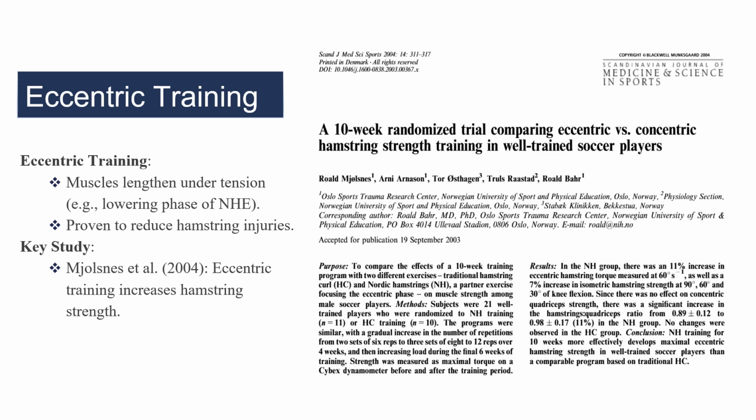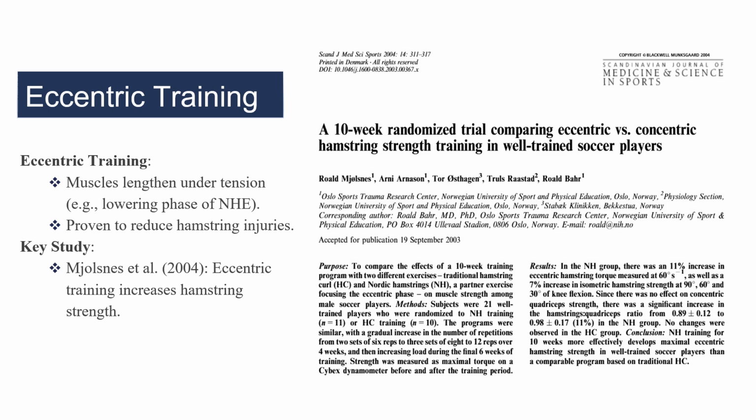A study performed by Mjølsnes et al. in 2004 tried to compare the effect of two exercises, eccentric exercises and concentric exercises, in improving the strength of the hamstring muscle. They conducted the study and randomized participants into two groups. One group was doing the traditional hamstring curls, which is a concentric type of muscle exercise, and the other group was doing the Nordic hamstring exercise, which is an eccentric type of muscle exercise.